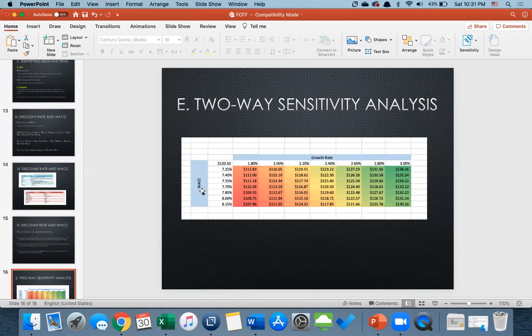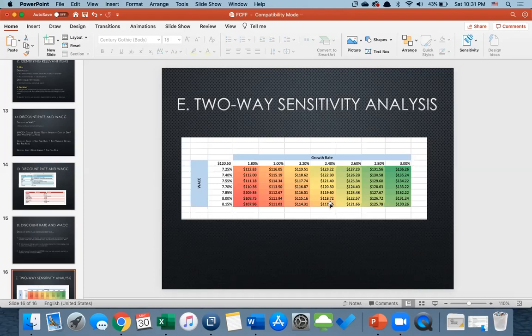Similarly, for the WACC, you can see if the WACC changes a little bit from 7.7% to 8.15%, the price could change from 120 to 117. So this one is not so sensitive. That's why we conduct this, to see if it is really sensitive.